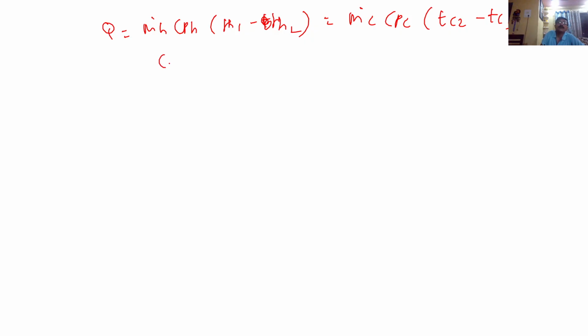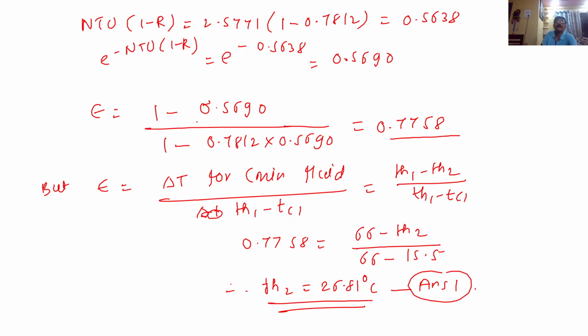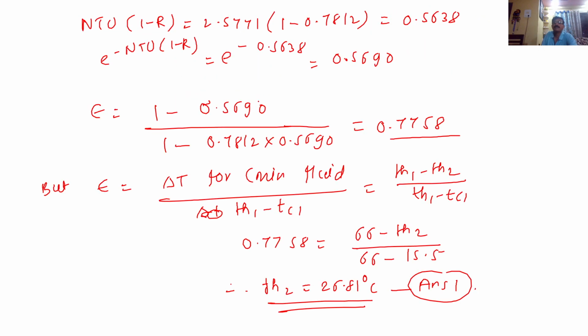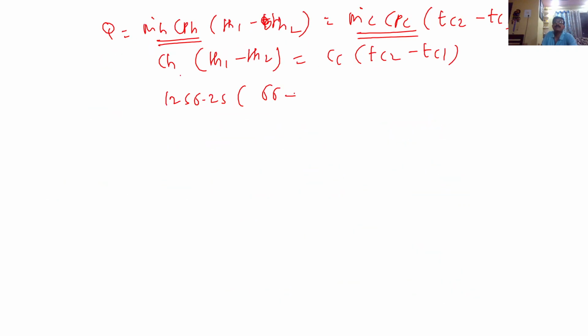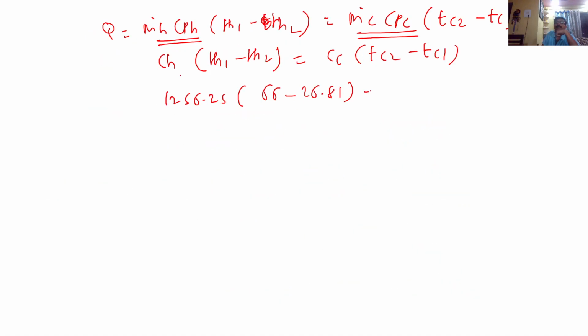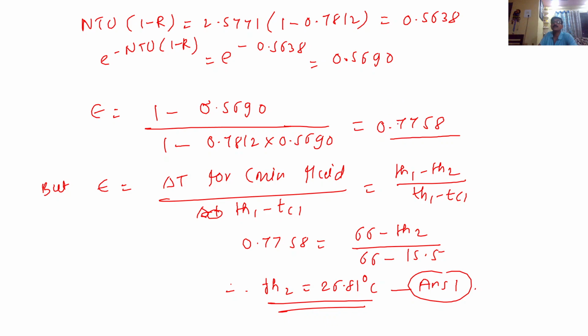Okay, m dot h into CPH is CH. CH times (TH1 minus TH2) is equal to m dot C into CPC, the heat capacity of the cold fluid CC, times (TC2 minus TC1). So the CH value I know, CH is 1256.25. TH1 is 66 minus TH2, just now calculated 26.81, is equal to CC. This is CC 1608.